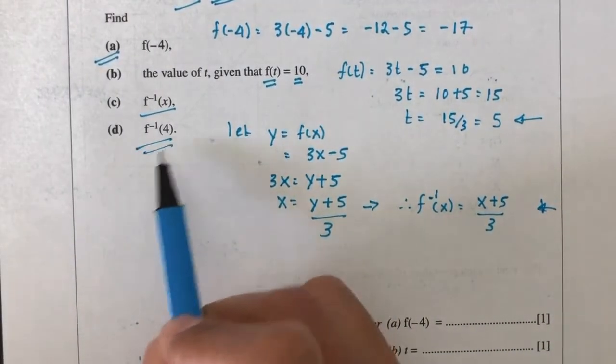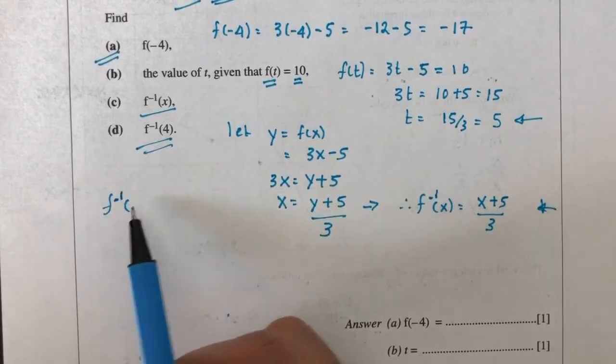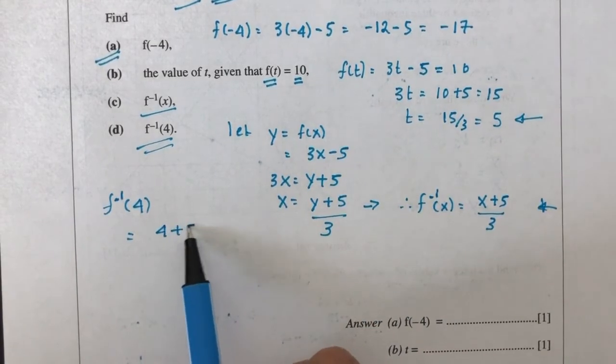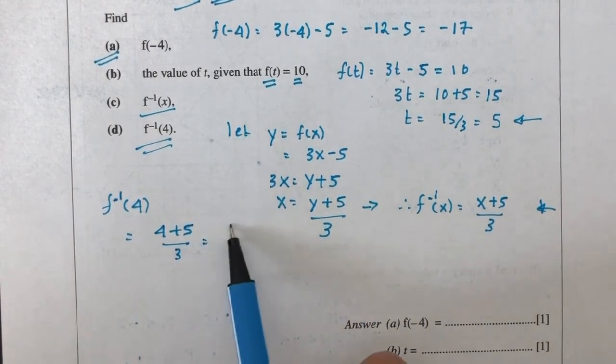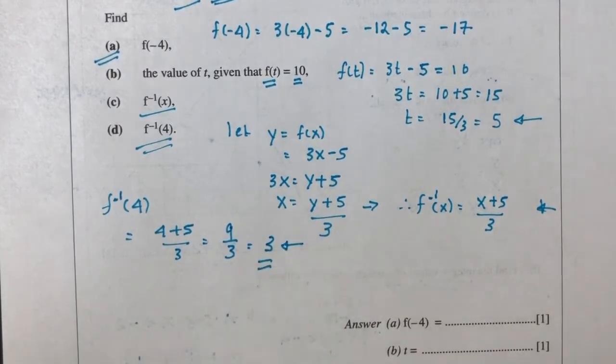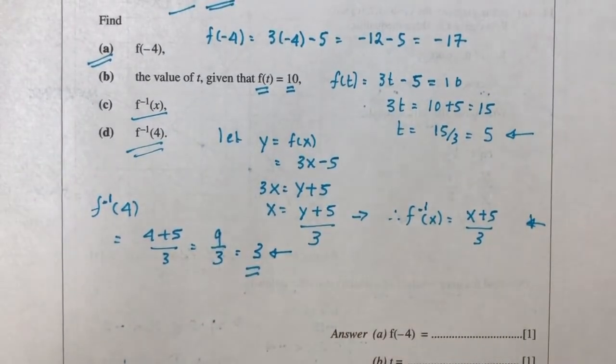Now for part D, pretty easy. We just have to replace the value of x by 4 in this function. So (4 plus 5) divided by 3, 9 by 3, that will be 3. Okay, this is your answer for f inverse of 4.